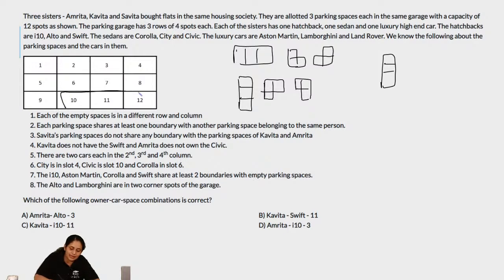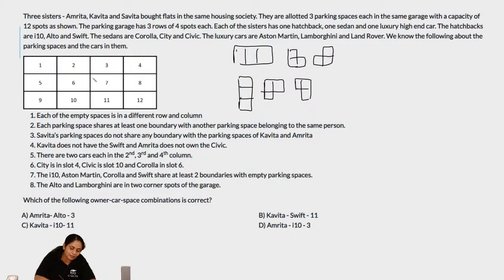Suppose it is 10, 11, 12, then 6, 7, 8 will have to be empty so that she does not really share a border. Even 9 will have to be empty, which is not the case. So same row is impossible, same column is also impossible, which means the only way she can not share a boundary with anybody else is if she has an L shape.